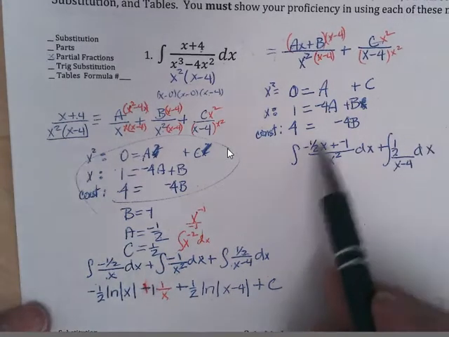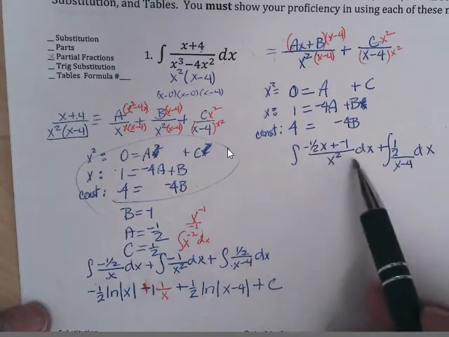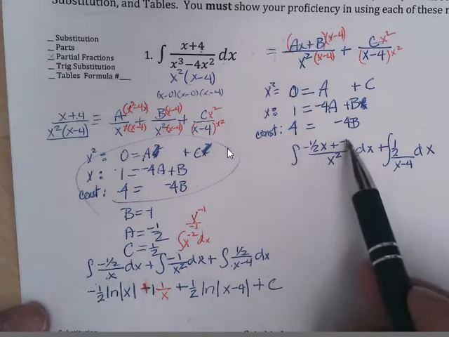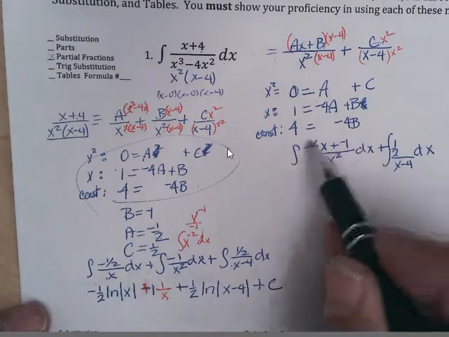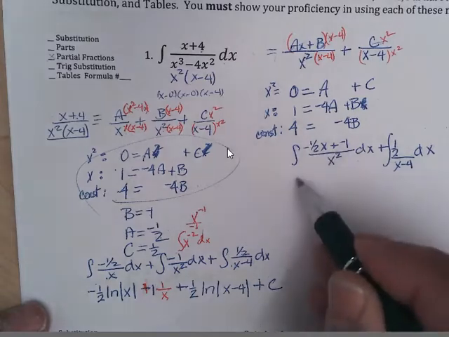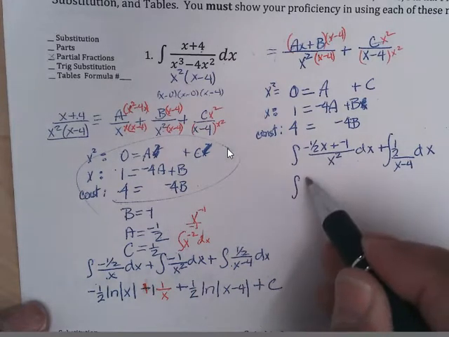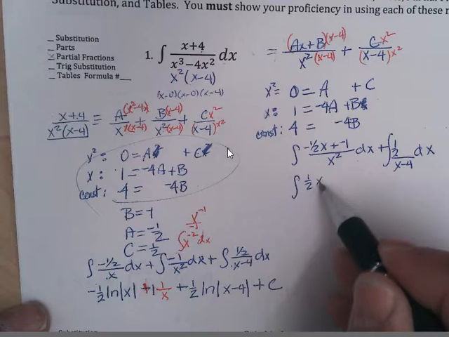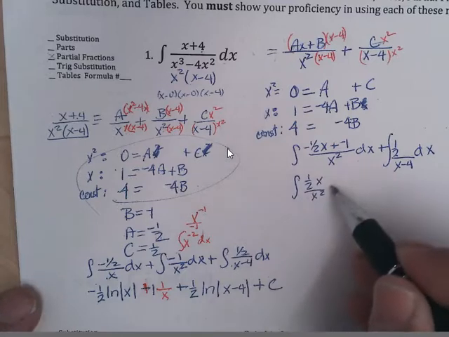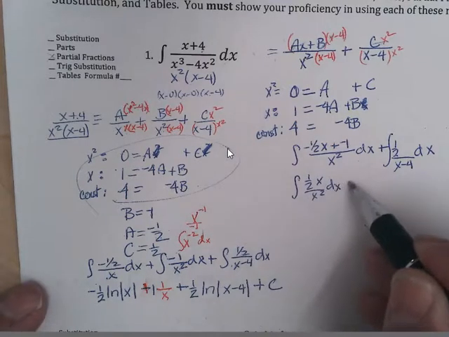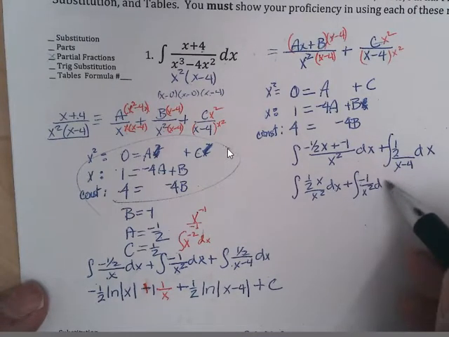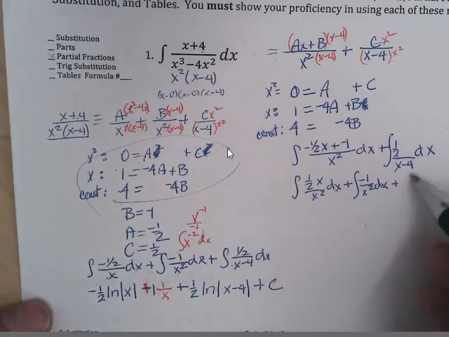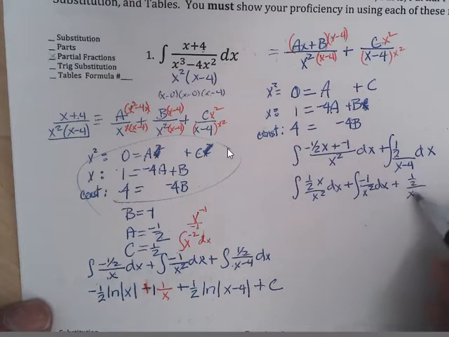Now, when I have something like this, if you do u sub, you're going to get a 2x, and it'll cancel there, but won't cancel on an x there, so it doesn't cancel. But the way you do this when you've got addition, you want to split this up. So this becomes the antiderivative of 1/2 x over x squared dx plus a negative 1 over x squared dx plus the 1/2 over x minus 4 dx.